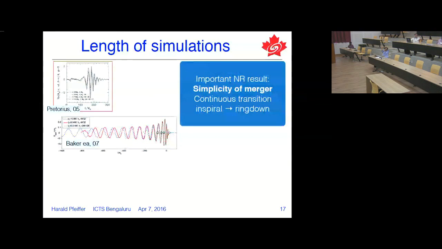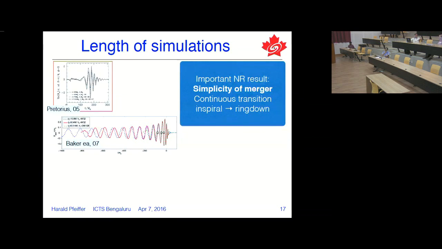And very early on it became clear that numerical relativity binary black hole waveforms look quite simple and show a very continuous transition from inspiral to ringdown without a lot of extra features near merger. And so that basically showed that it's possible to do waveform modeling for binary black holes.